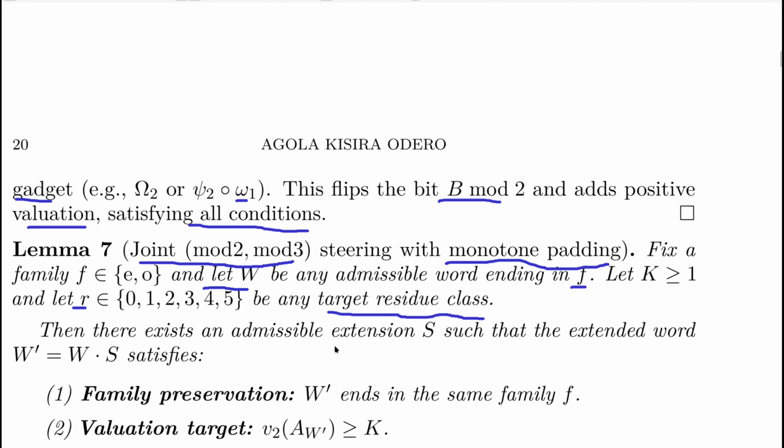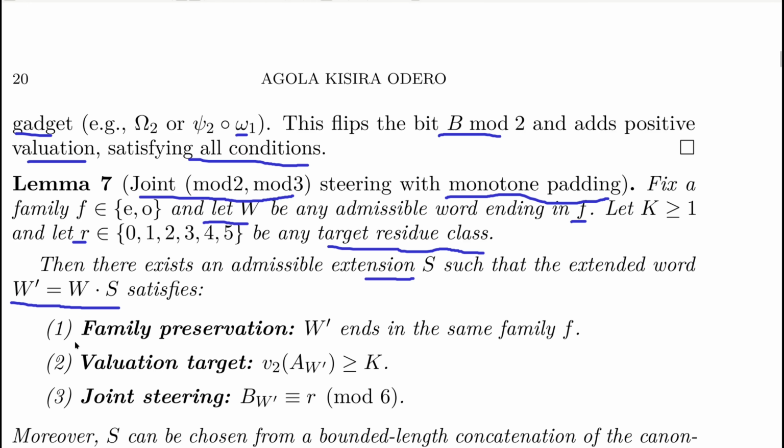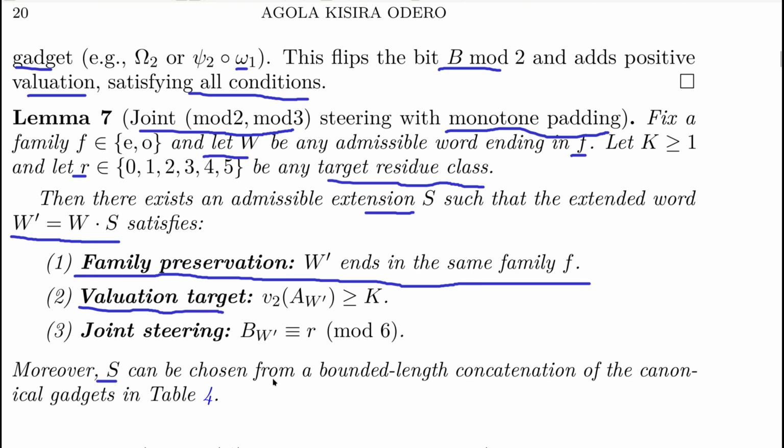Then there exists an admissible extension S, such that the extended word W prime equals WS and satisfies family preservation: W prime ends in the same family. Valuation target: the valuation of A(W prime) is greater than or equal to K, and joint steering: so B(W prime) is equal to R mod 6. Moreover, S can be chosen from a bounded length concatenation of the canonical gadgets in Table 4.